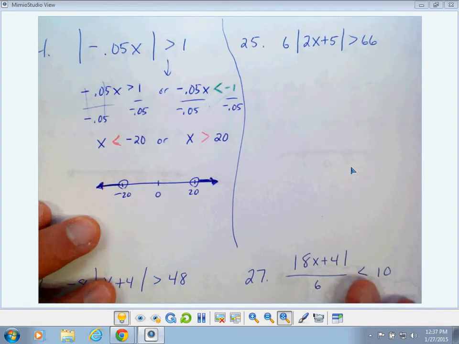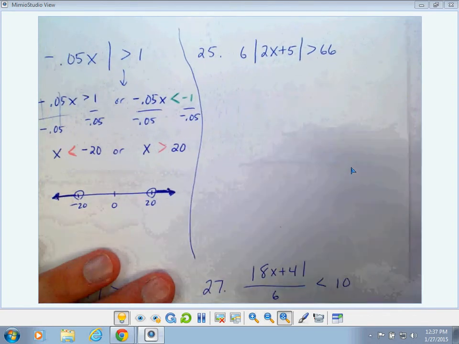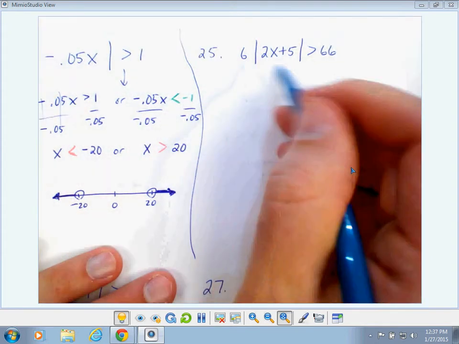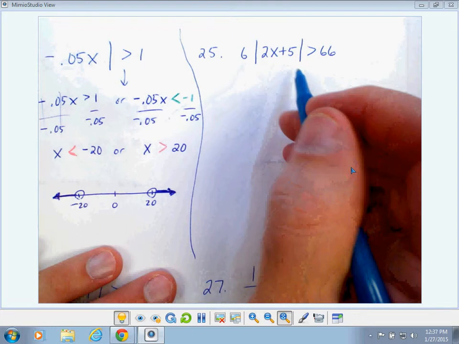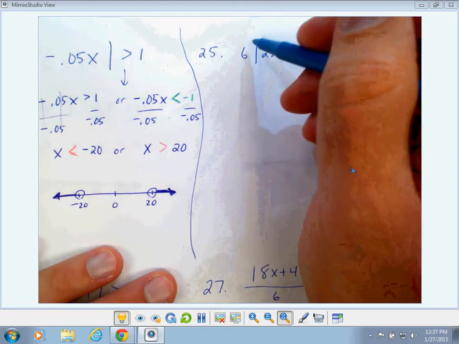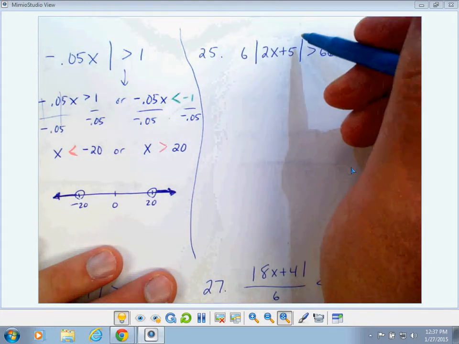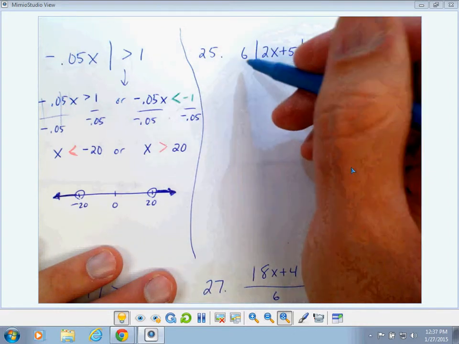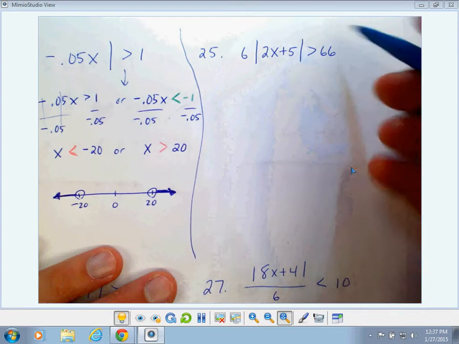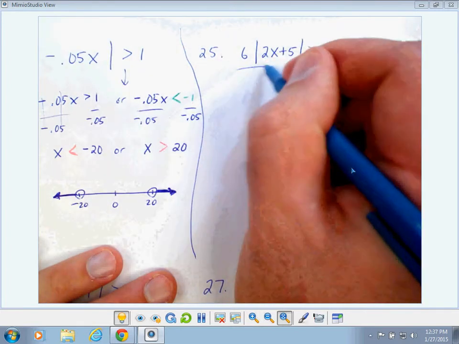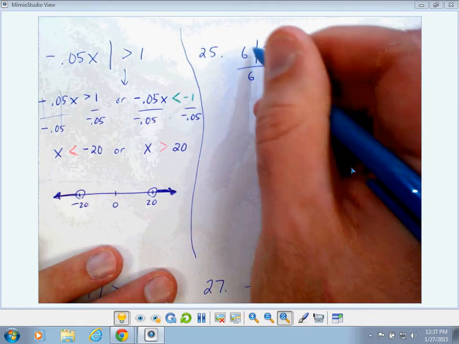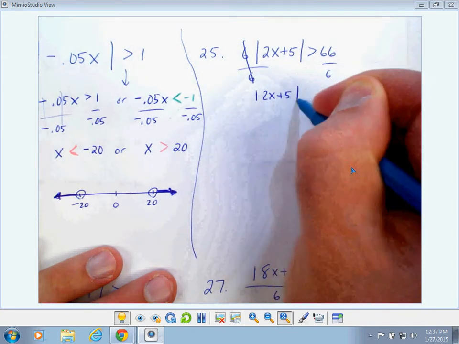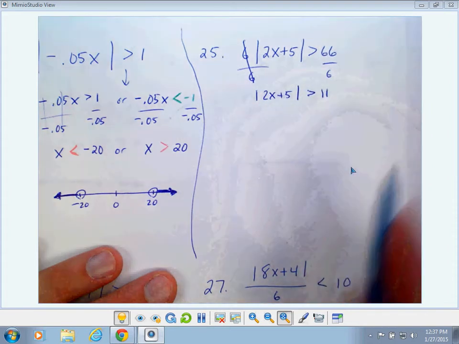Alright, let's work on number 25. Here again, if we look at this one, another potential for mistake, there's a 6 outside of the absolute values. That needs to go away first. Sometimes people tend to try to distribute it, and it would be okay if these were parentheses, but since this is absolute value, it's better to get rid of the 6 rather than distribute it. So let's just divide this whole problem by 6 so that it would cancel out. And I'll have absolute value of 2x plus 5 greater than 11.